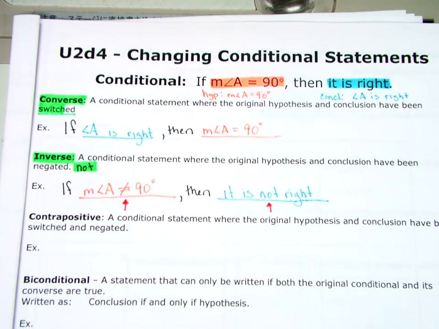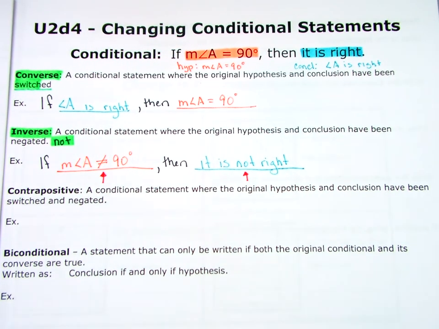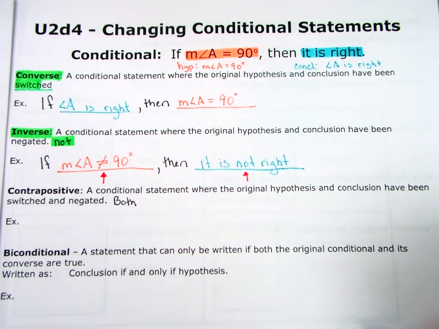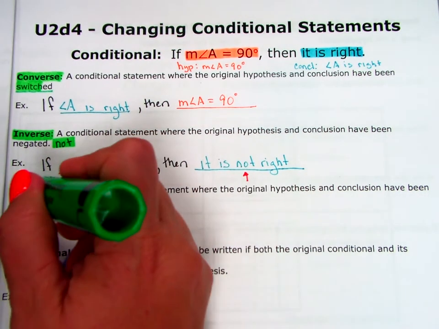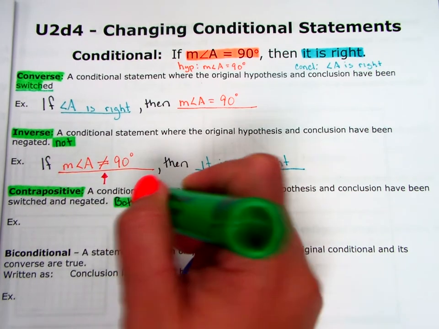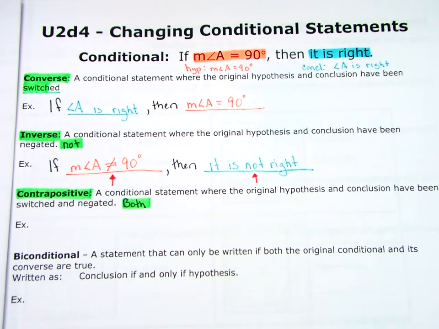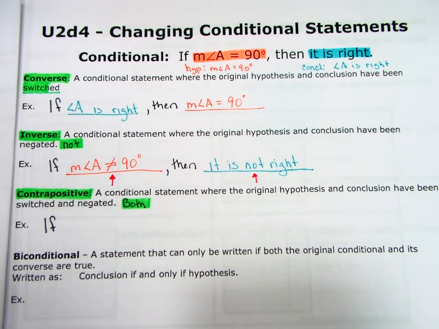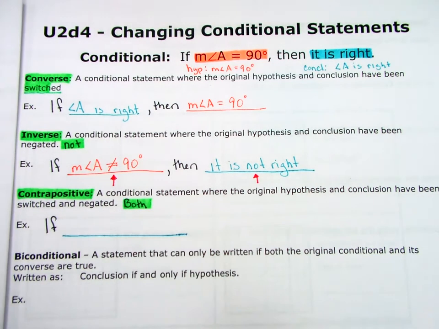All right, contrapositive, a conditional statement where the original hypothesis and the conclusion have been switched and negated. The key word I like to think of when I'm thinking of contrapositive is the word both, because we're going to both switch it and negate it. So we're going to do the switch and the not. Again, starting from the original hypothesis and conclusion, we're going to switch them. So I'm going to do if, and I'm going to switch it. So instead of starting with my hypothesis color, I'm going to start with my conclusion color.